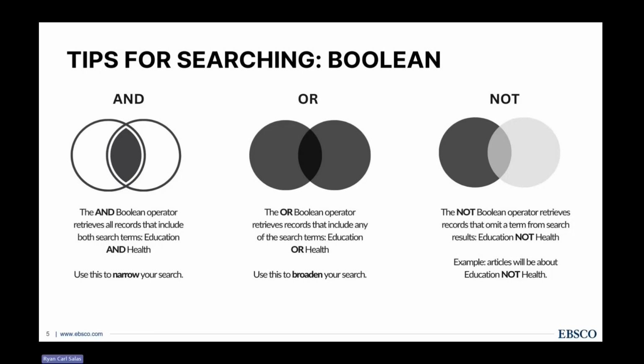We also have the or Boolean operator, and this is used between terms to broaden your search, and it will look for results that contain either education or health, or it could also include both search terms. Now, the keyword here is broaden, while the and Boolean operator is narrow. And finally, you have the not Boolean operator, and this is used to omit a term from your search and remove ambiguity. So you can use the not Boolean operator if you want to have a focus search. If you use this, the system is going to suppress health from appearing within your search results.